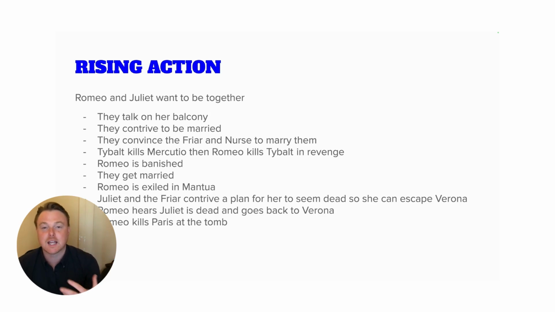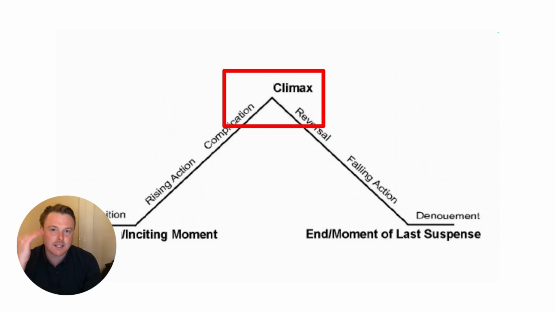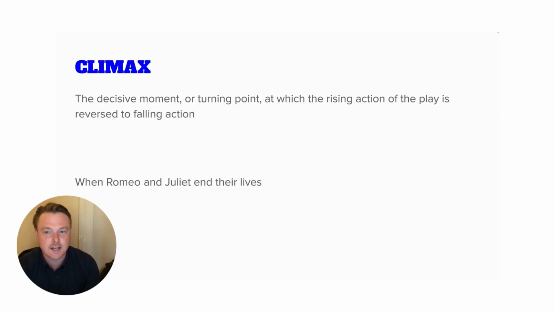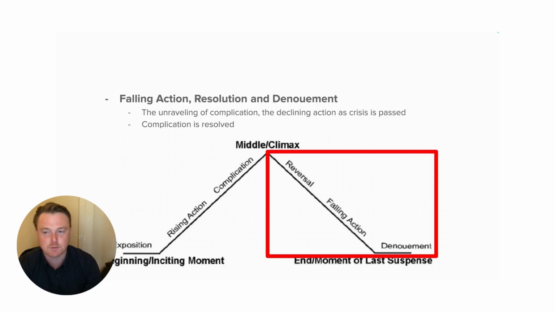That's the climax, when they see each other and kill each other. They're trying to be together, and everything in the way, there's a complication the whole time in the rising action of them not getting there. The climax is when they both kill themselves. The climax is a decisive moment or turning point in which the rising action of the play is reversed to the falling action, when Romeo and Juliet end their lives, in the case of Romeo and Juliet.